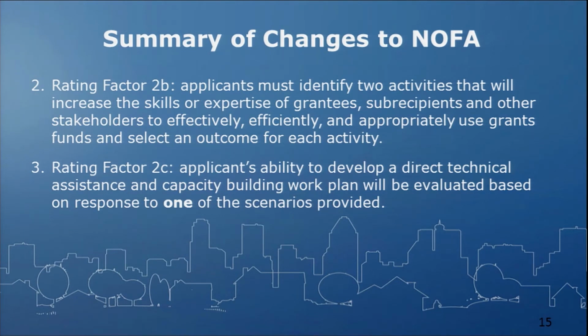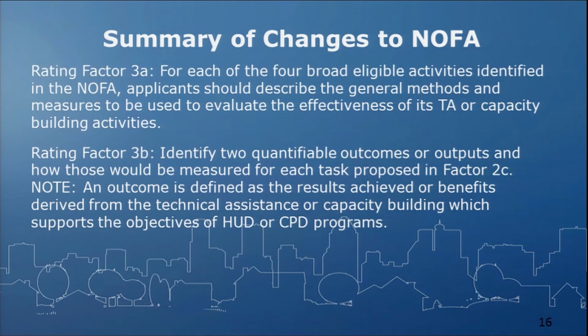In rating factor 2C, you will be evaluated on your ability to develop a direct TA and capacity building work plan related to the scenario you've selected. For rating factor 3A, HUD is looking to evaluate methods and measures. For each of the 4 broad eligible activities identified in the NOFA, applicants should describe the general methods and measures to be used to evaluate the effectiveness of its TA or capacity building activities.